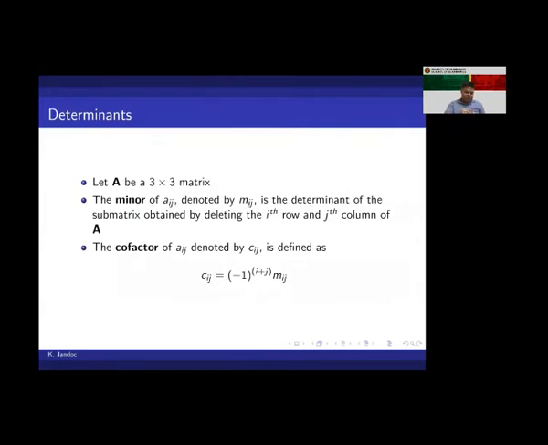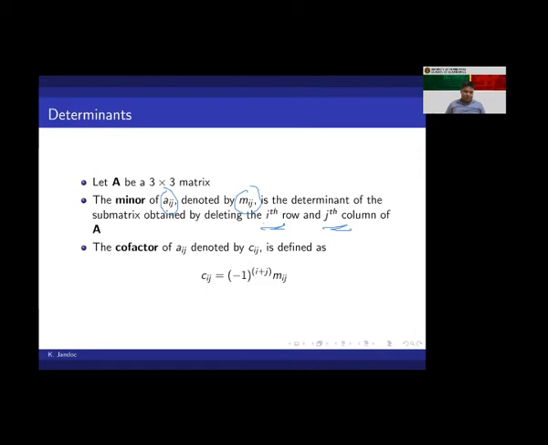Okay, let's start with the case of a 3 by 3 matrix. First we define what's called the minor. The minor of an entry Aij, which we denote by Mij, is the determinant of a submatrix obtained by deleting the ith row and the jth column of A. This definition seems to be abstract, but later by showing you some examples, we will see exactly what it means.